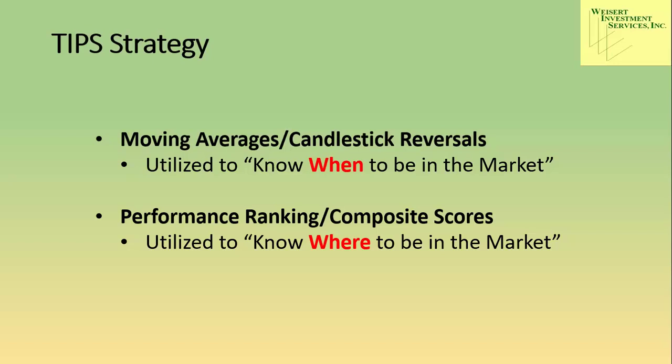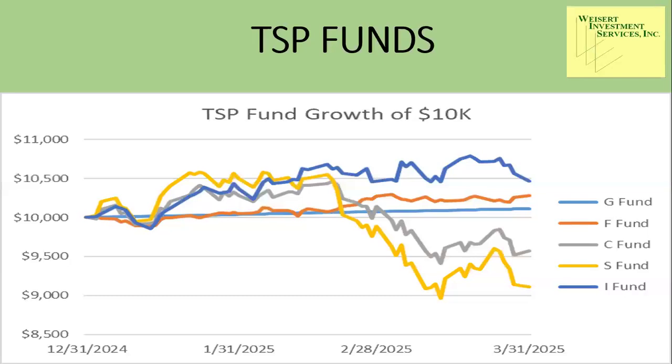But we use performance rankings, and in the case of TSP Tips, composite scores, which is 10 signals, 10 indicators we follow with different weighting. And of course, as those 10 indicators give us a buy signal, they'll give us more points to the score. Conversely, when the market is going down, scores will decrease. So here's an example of what it was during the first quarter. These are each of the five individual funds that we have there.